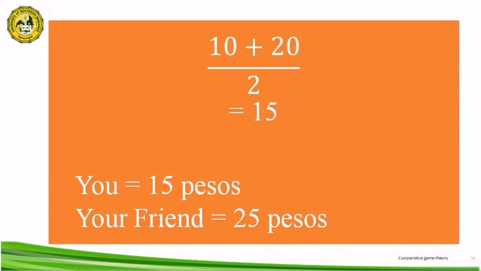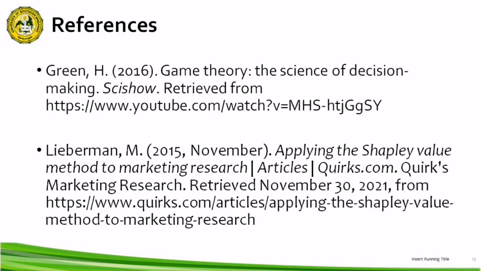This method may be expanded up to coalitions with hundreds of players by determining the average of all their marginal contributions to each other. And that's the end of my part, and here are my references.